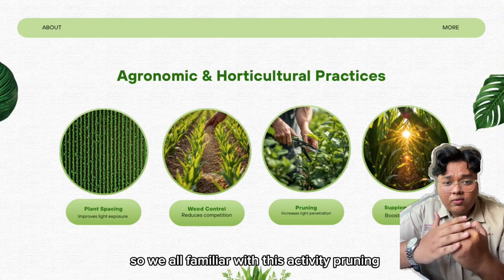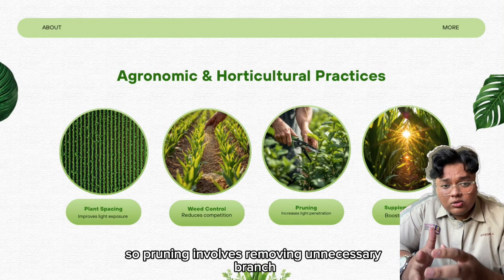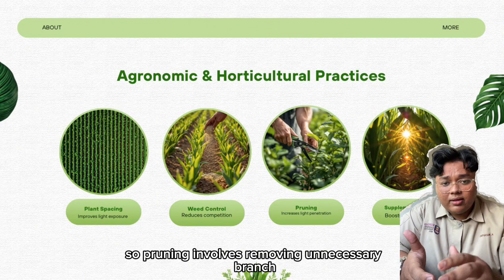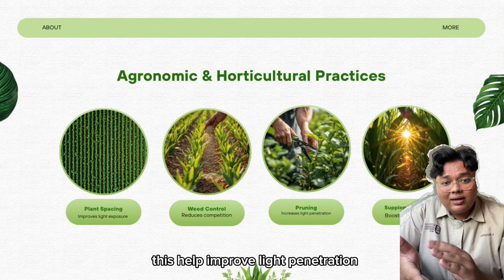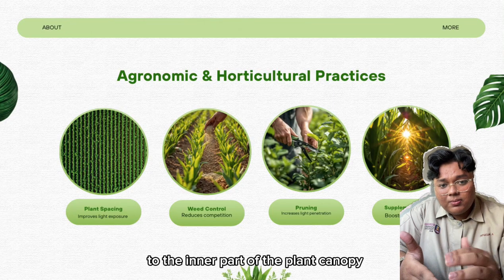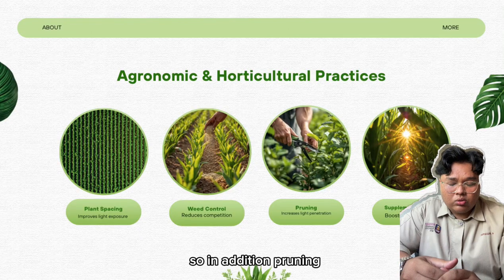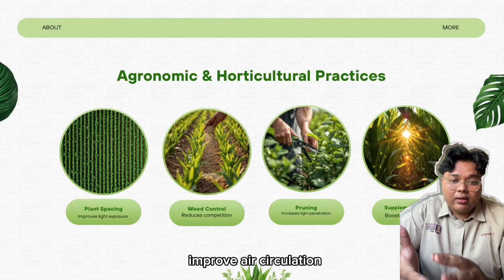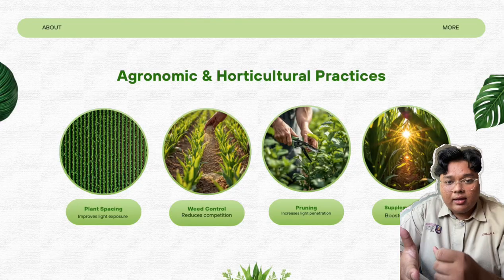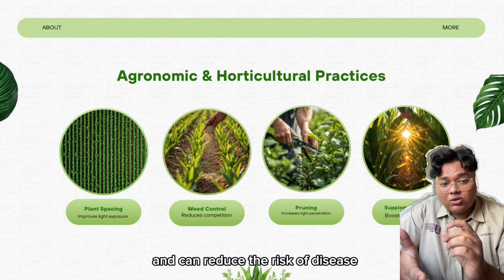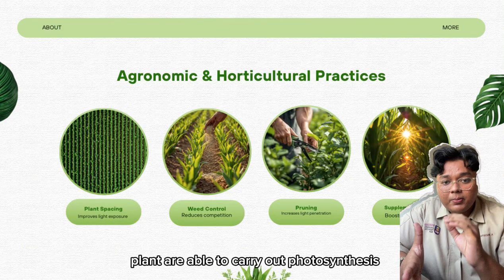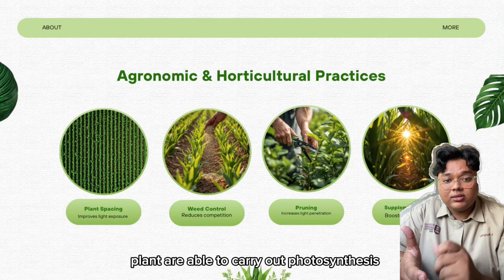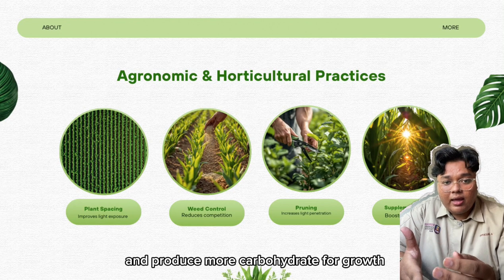Okay, the second practice is pruning. We are all familiar with this activity, pruning. Pruning involves removing unnecessary branches, leaves, or shoots. This improves light penetration into the inner part of the plant canopy. In addition, pruning improves air circulation and can reduce the risk of disease. With better light exposure, plants are able to carry out photosynthesis more effectively and produce more carbohydrates for growth.